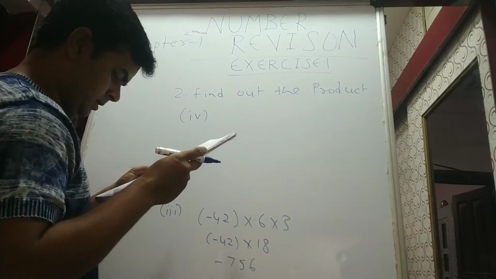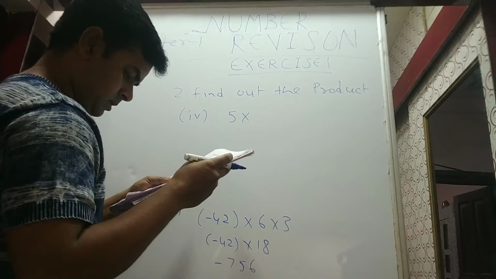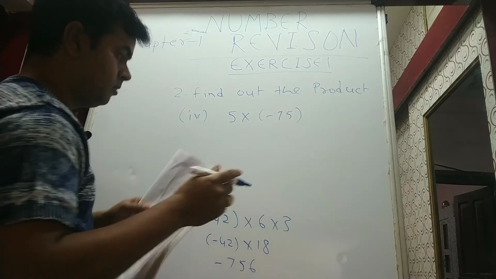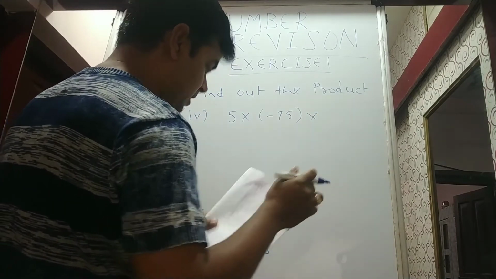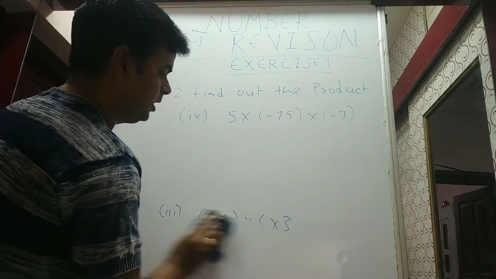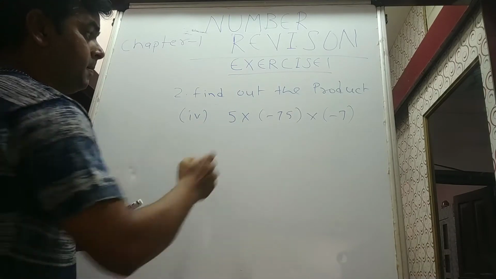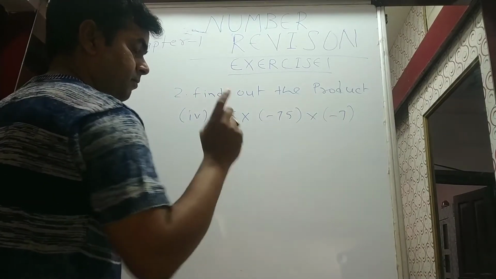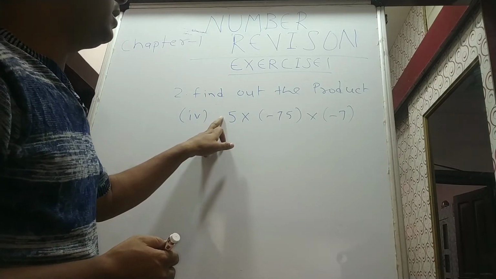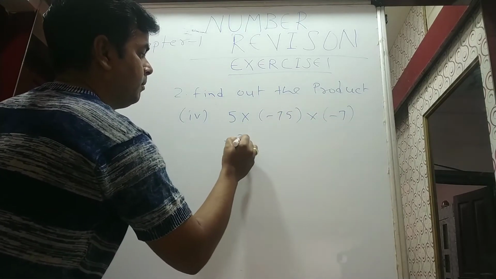Fourth is 5 into minus 75 into minus 7. Again, as I told you, we can take any of the numbers. What you need to do is take the smaller numbers, because you can easily multiply these. Always remember, whenever you multiply, you need to first multiply signs. Here there is a plus sign. Plus into minus becomes minus. 5 into 7, minus 35.